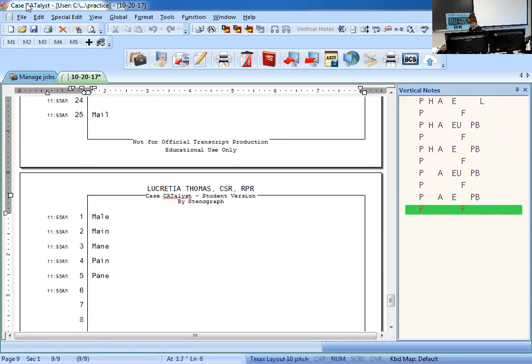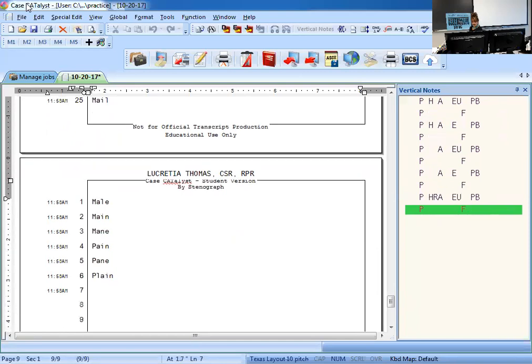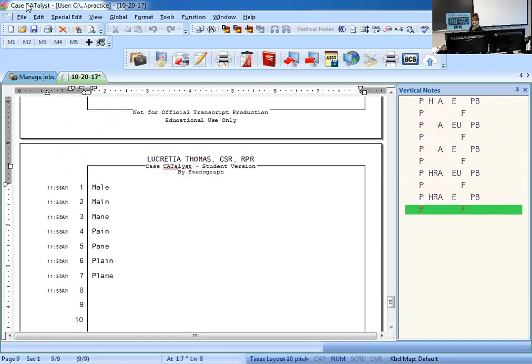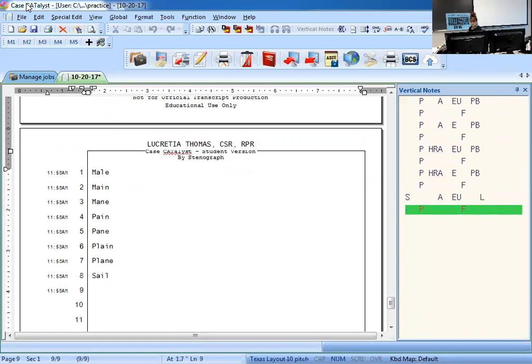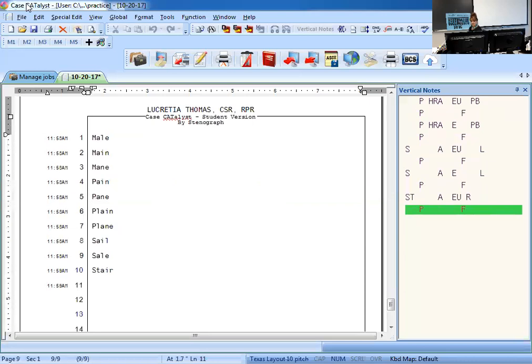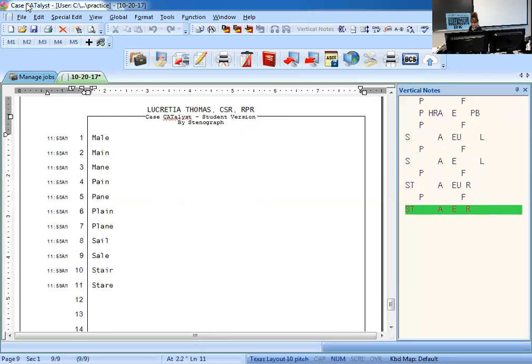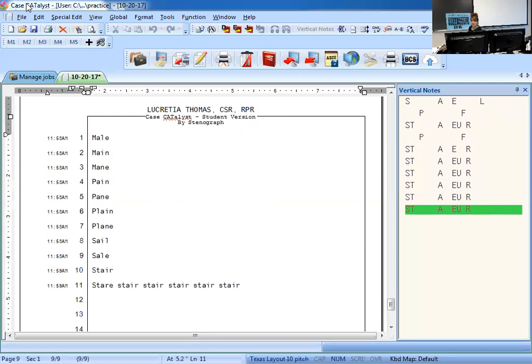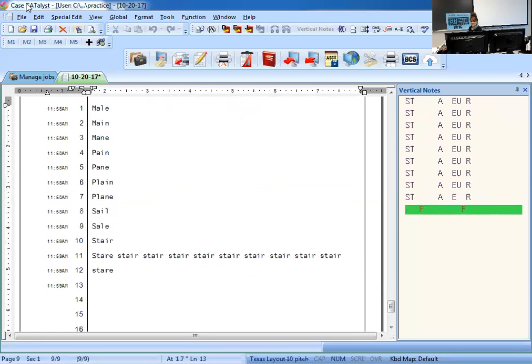Plane as in plain dress, P-L long A-N. Plane, airplane, P-L-A-E-N. So take advantage of the spelling. Sail, S long A-L, sailboat, sail of a house, S-A-E-L. Stare, to stare at something, S-T long A-R. Sorry, I did that wrong. Stare as in stairwell, staircase, and then stare at something, S-T-A-E-R.